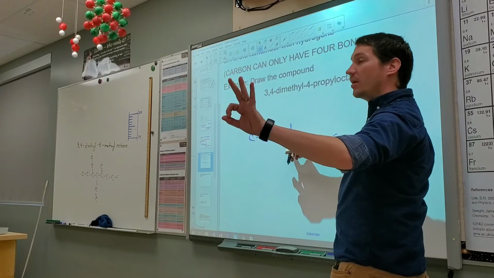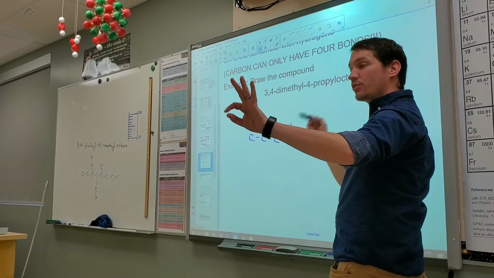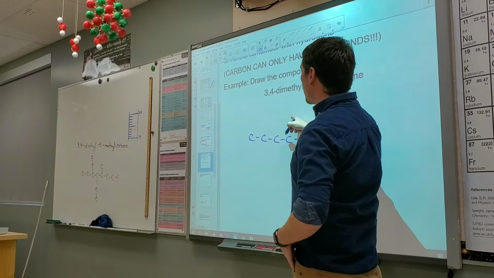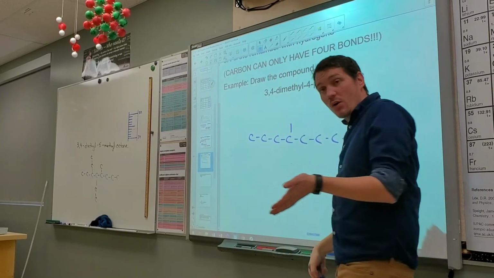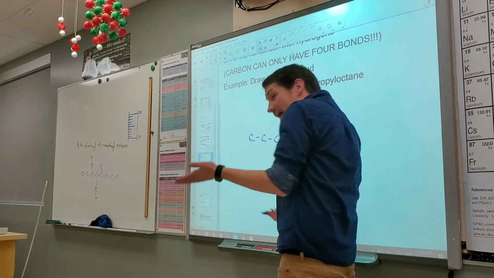It's on carbon number 4, but there needs to be 3 carbons in this group. So do you want to go straight up? No. Down. Do you want to go straight down? Yeah. Sure.